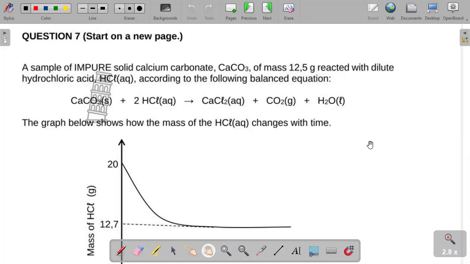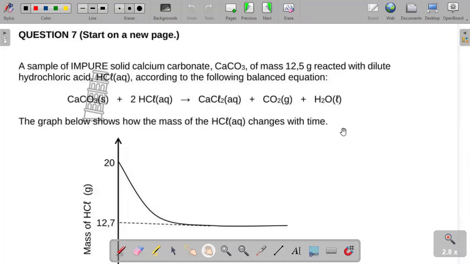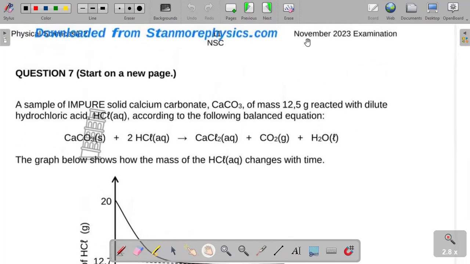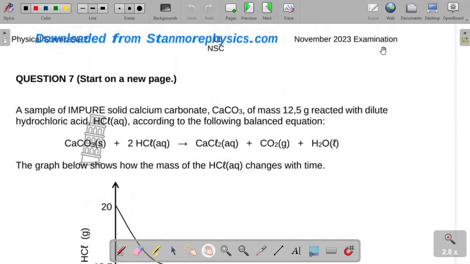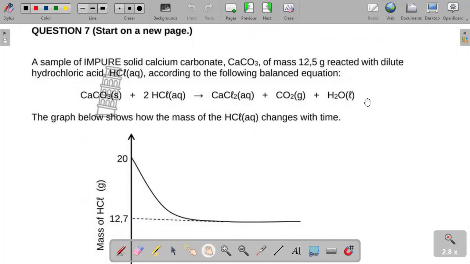So now we're going to get into lesson 6. Okay? We're still doing chemical change. So we're going to do question 7 today. This is November 2023. You see, it's from KZN. So this was done in November. This question here is about chemical change.